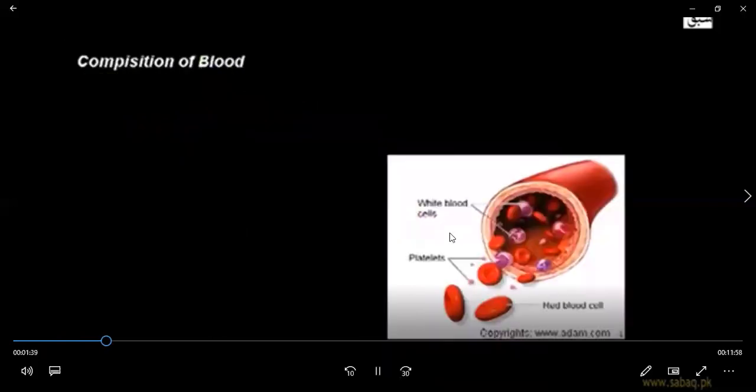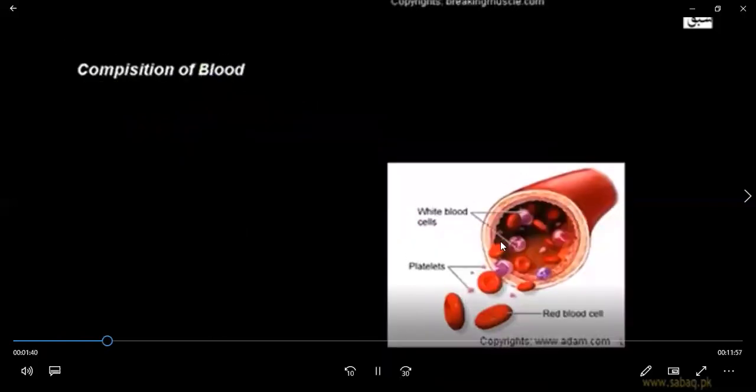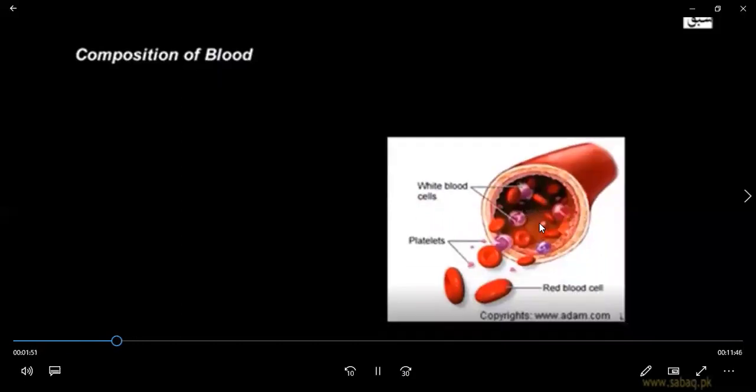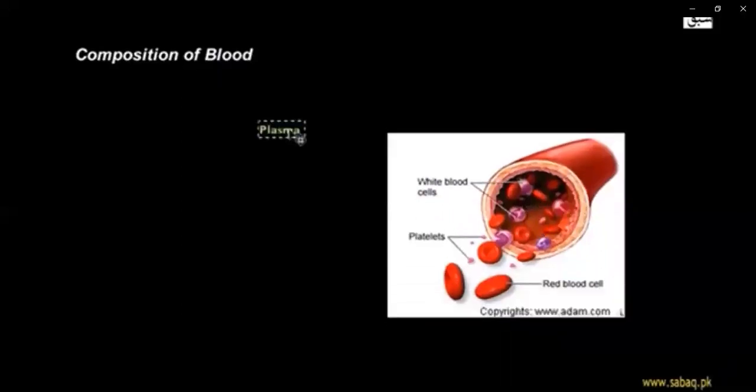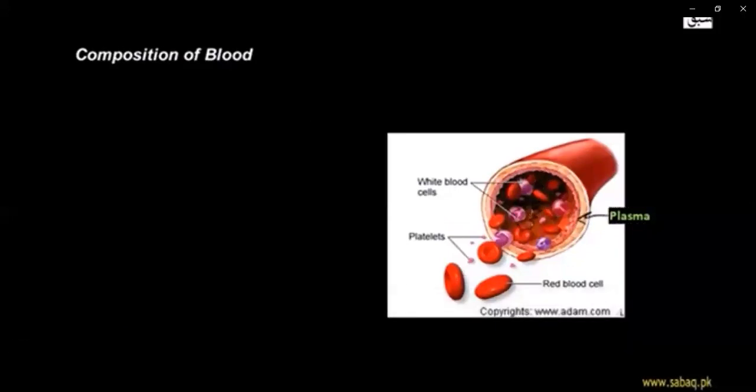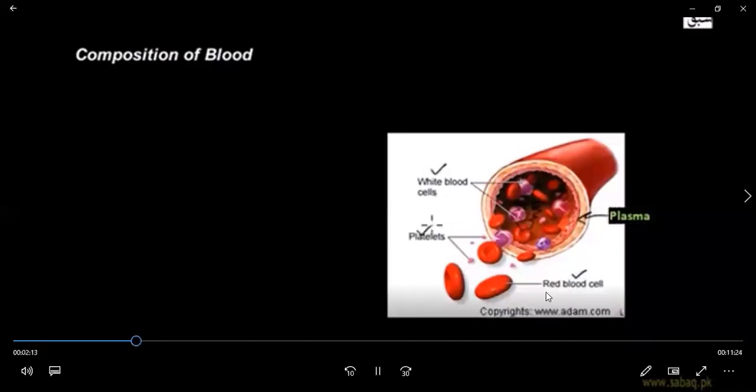Now, this is the cross section of a vessel present in our body. It consists of different components as well as a liquid substance called plasma. The major portion of the blood is plasma, which is 55%, and the cells are the rest, 45%. Plasma itself has a specific composition which includes different nutrients, water, different proteins and enzymes, some salts, etc. Other than this plasma, there are red blood cells in it.